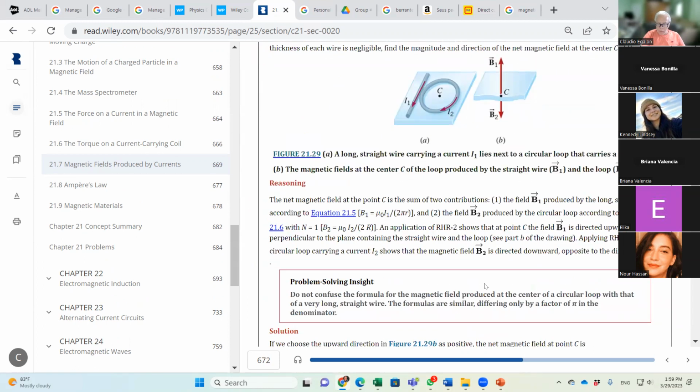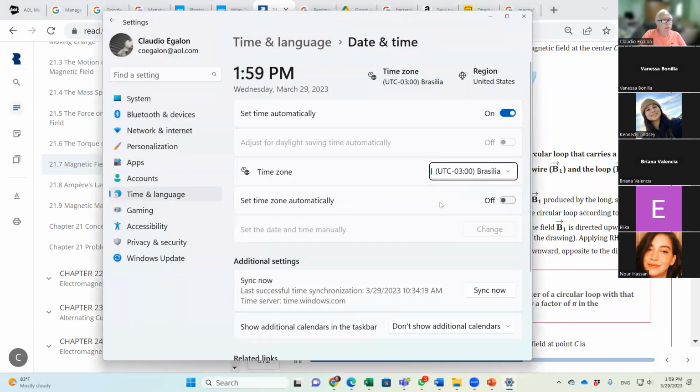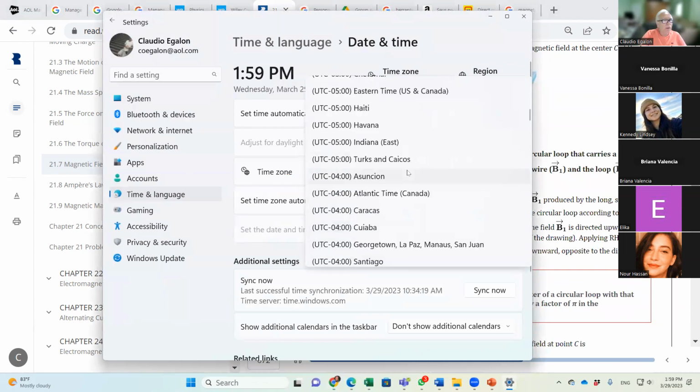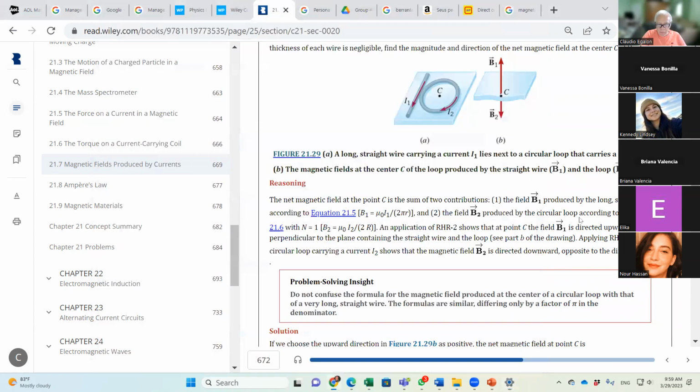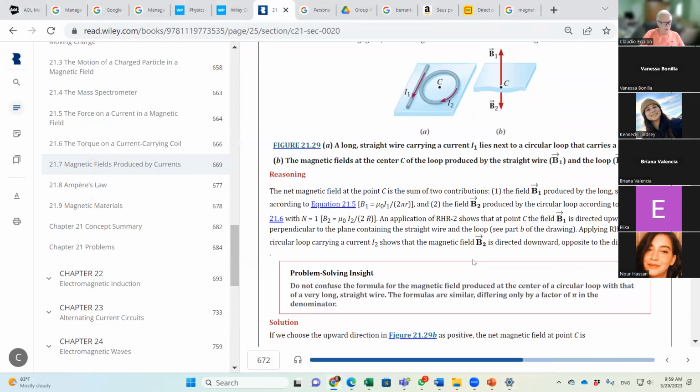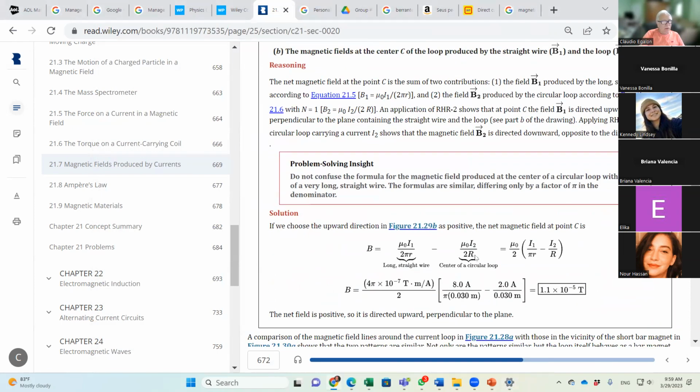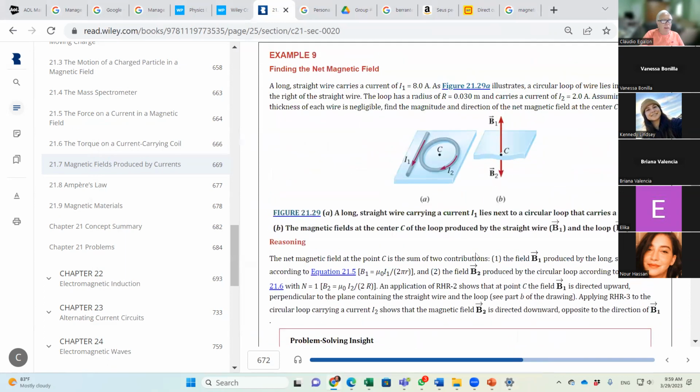Okay, well, it's already one. Let me adjust my time here. Pacific time. I thought we were going to be able to finish. It's almost 10 o'clock, right? I thought I was going to be able to finish, but I didn't.